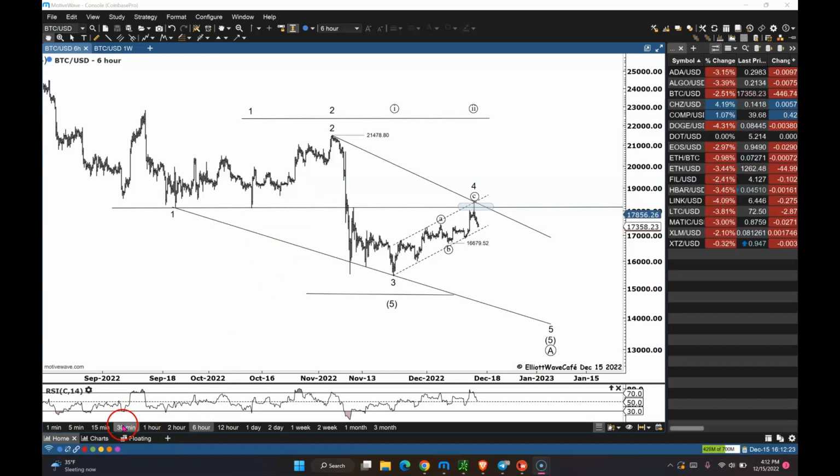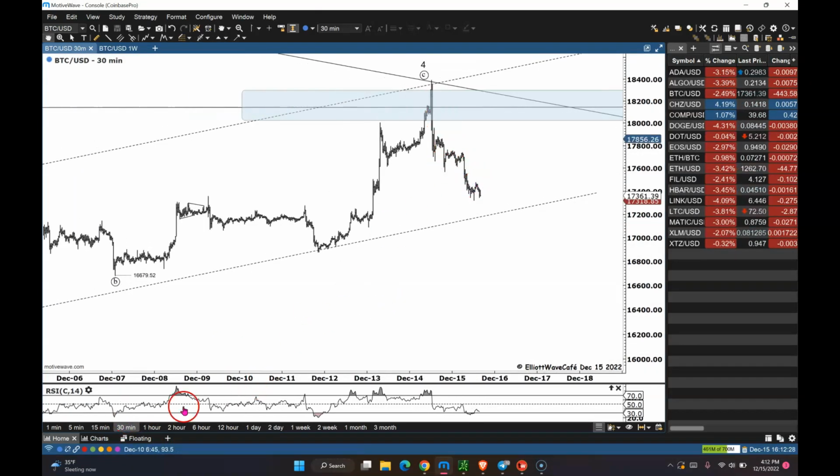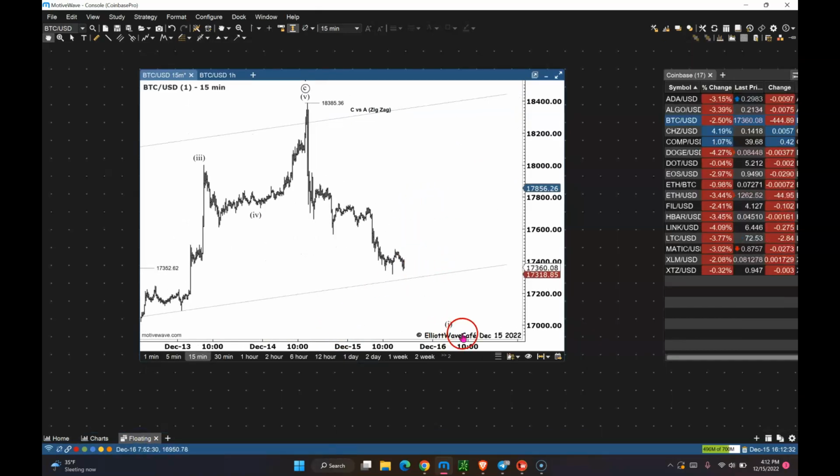Now let's jump over and take a look at the smaller time frames. Why don't I have the counts in here? Let me go to my floating machine. No, I don't have them here, but I do have them.